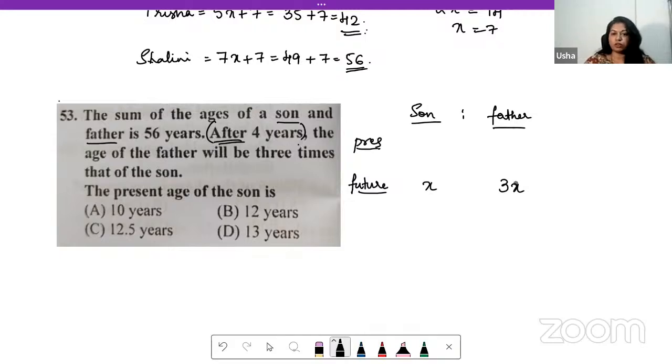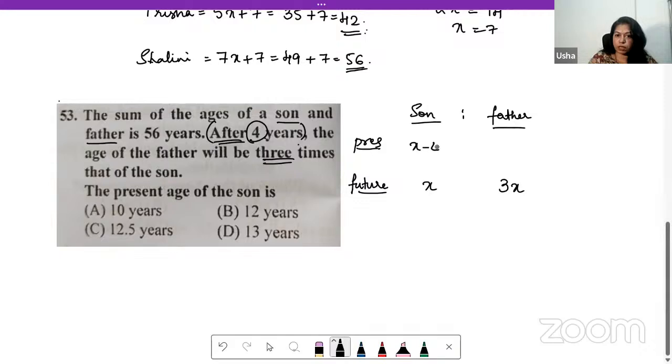Father's age is 3 times the son's age in the future. So after 4 years, that is in the future, the age of the father will be 3 times that of the son. So if the son's age is X, the father's age is 3 times the son's age. This is in the future. So the present age of these two people is 4 years less, right? Because the future is after 4 years. So now their ages are 4 less than the future's age.